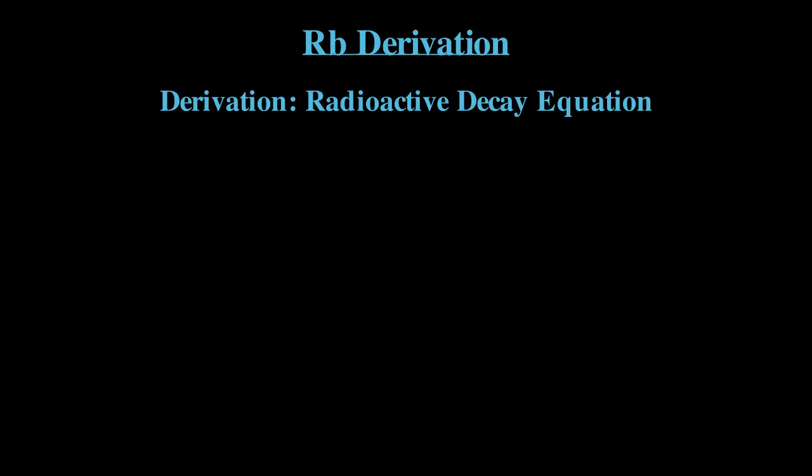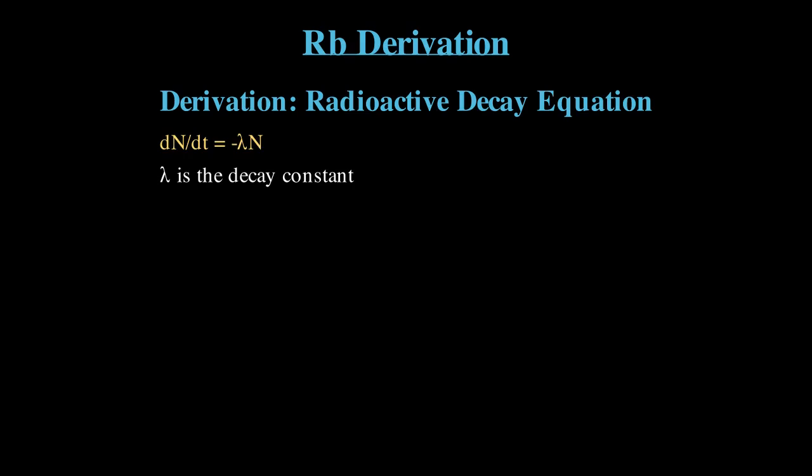This next part is a very common exam question, the derivation of the decay equation. We start from the third law. The rate of disintegration, dN by dt, is proportional to the number of atoms, N. To make it an equation, we write dN by dt equals negative lambda N. Here, lambda is the decay constant, and the negative sign shows that the number of atoms decreases as time increases.